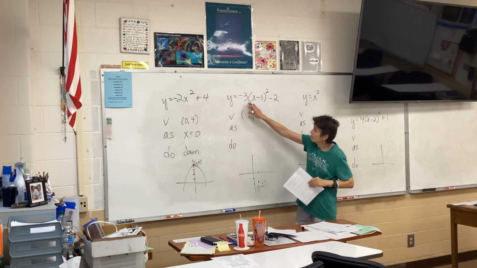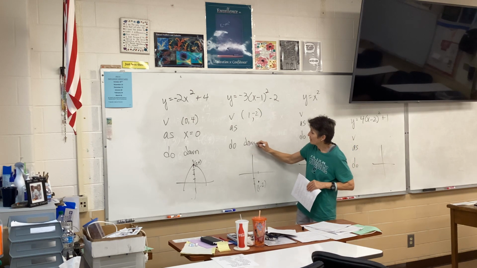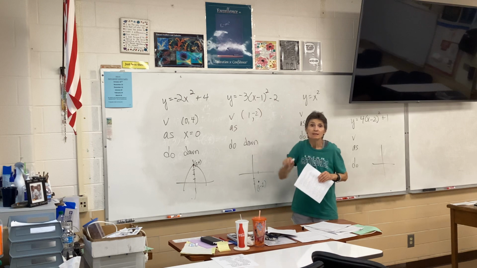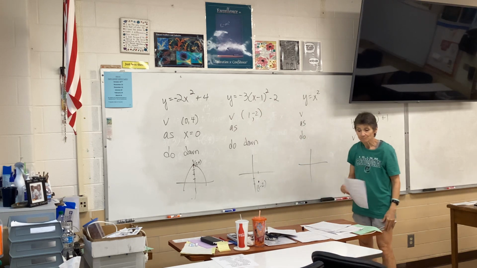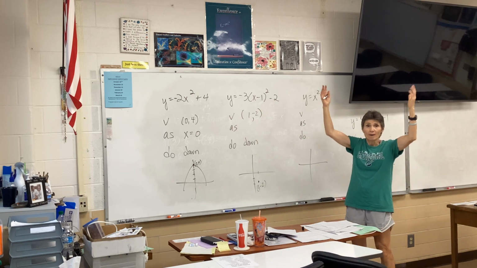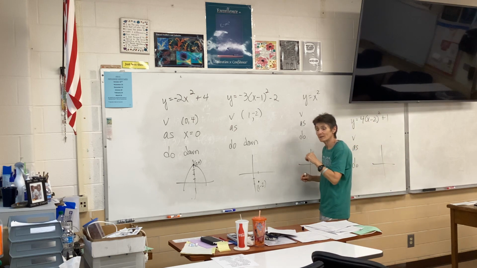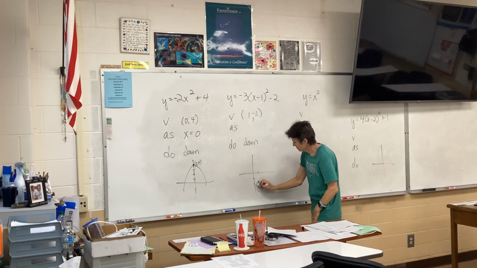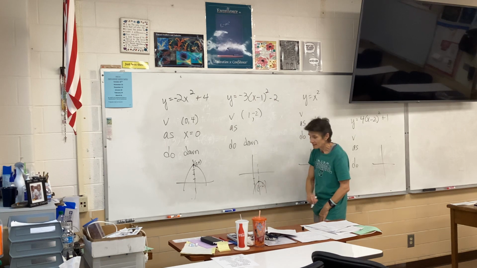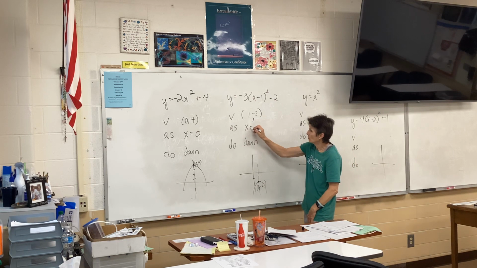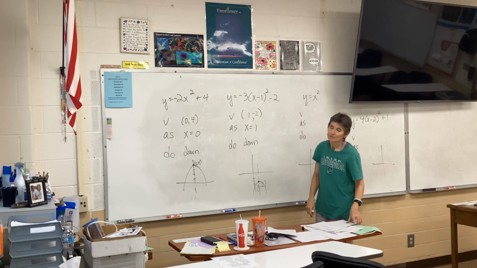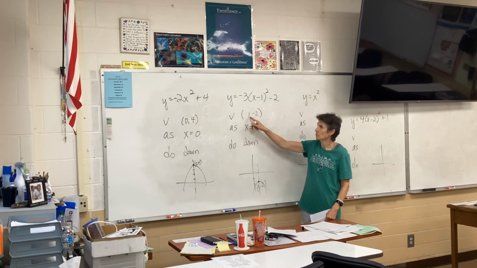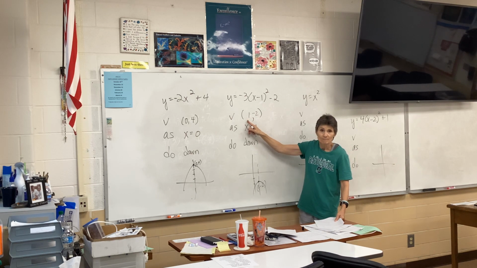Now, the direction of opening is down. How do I know? We got a negative out in front, and a negative turns you upside down. A parabola is supposed to open up, but when you put a negative out in front of it, it's going to open down. And your axis of symmetry is that line right there, which is the line x equals 1. We're not going to get confused about that, guys. It's always x equals the x coordinate, always.